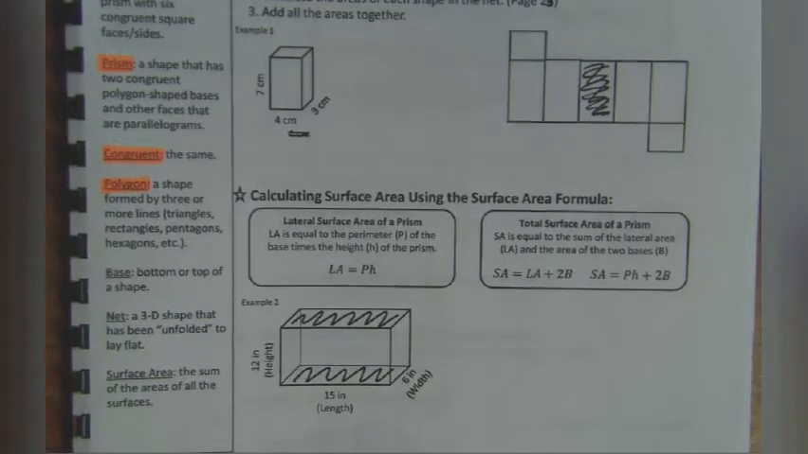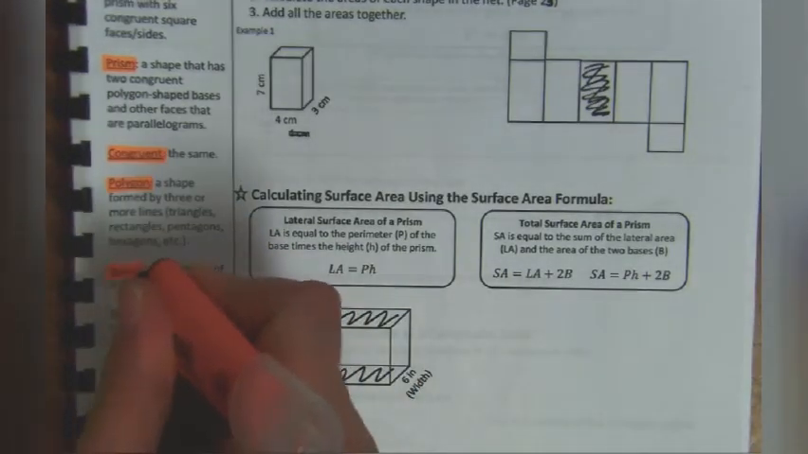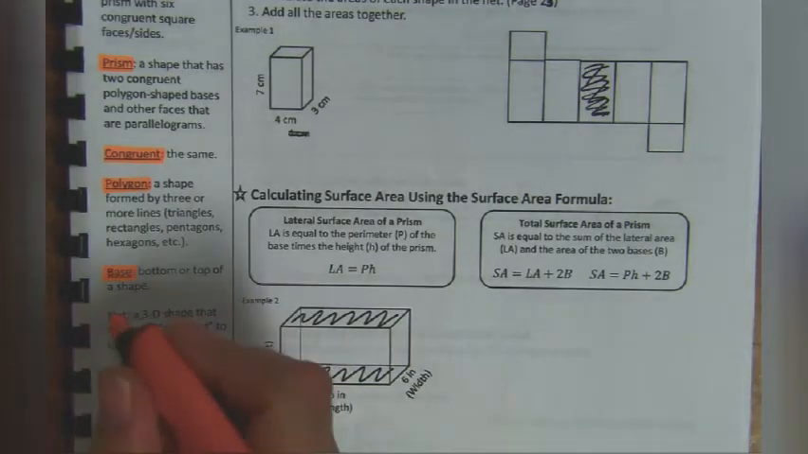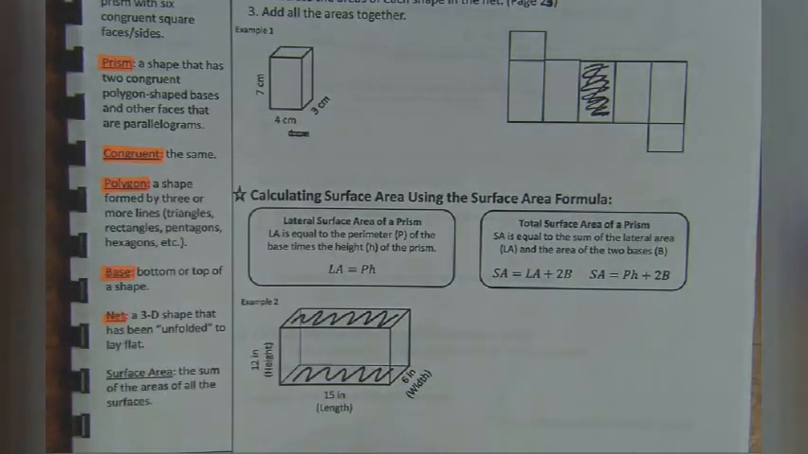Okay, we've got 3 more. We're going to talk about base. Base is the bottom or the top of a shape. A net is a 3D shape that has been unfolded to lay flat. So we'll talk more about this in our first example. I'll give you guys an example of what that is. But it's basically like you've taken a cardboard box and you've cut it up and completely unfolded it.